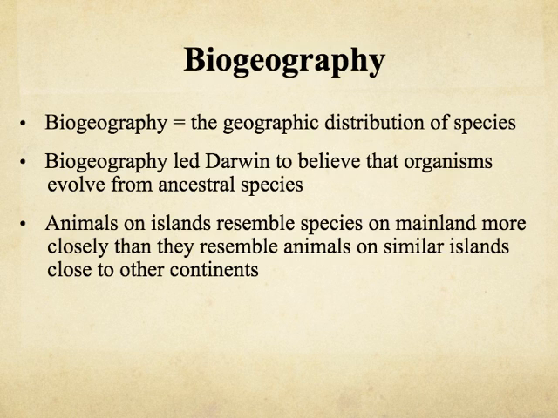Okay, so that was the fossil record. The second type of evidence that we have for evolution is called biogeography. This is basically the geographic distribution of species. The idea is that depending on where organisms are found in current day, you can figure out who they're most closely related to, who they evolved from, etc.